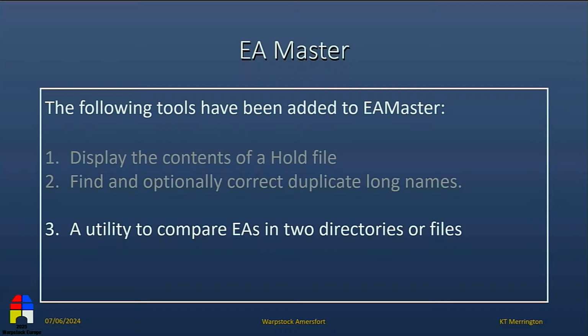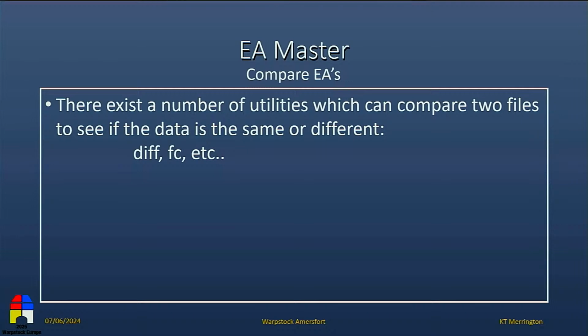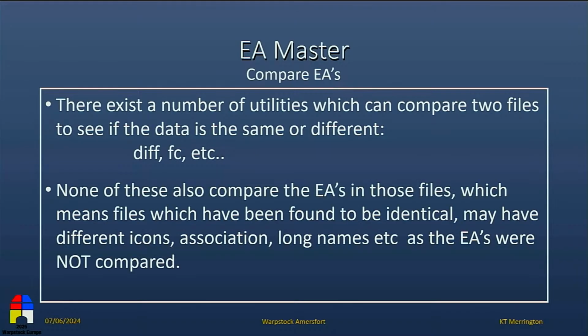Maybe there is a program. I didn't find it, but you generally find it when you've made it yourself, you know. So I developed a utility which will compare EAs in 2 directories or 2 files. In this way, you can say, I have really identical data. I mean, you can have an MD5 checksum of the data in the file, but that tells you nothing about the EAs. With files, you have things like diff, fc, and so on, which compare the files, but nothing with EAs.